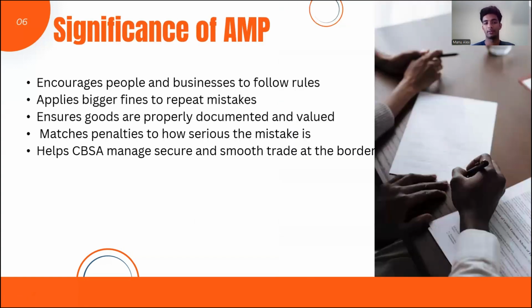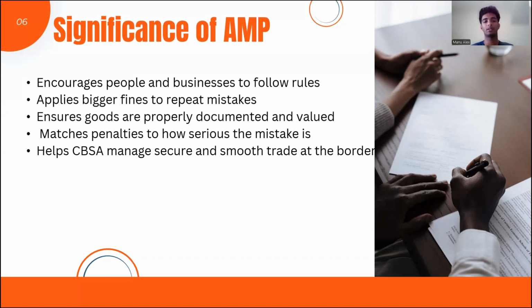Next is the significance. Why do we need AMPS? What makes the difference? It encourages people and businesses to follow the rules, so all of them will follow the rules. There are bigger fines for repeat mistakes. If someone gets a 10,000 or 20,000 fine for the current mistake, they won't repeat it, so it has a huge significance in the market. It also ensures goods are properly documented and valued. One of the most important things in import and export in customs is the documents. So all importers and exporters will make sure that all their documents are correct and up to date, and that they don't have any mistakes.